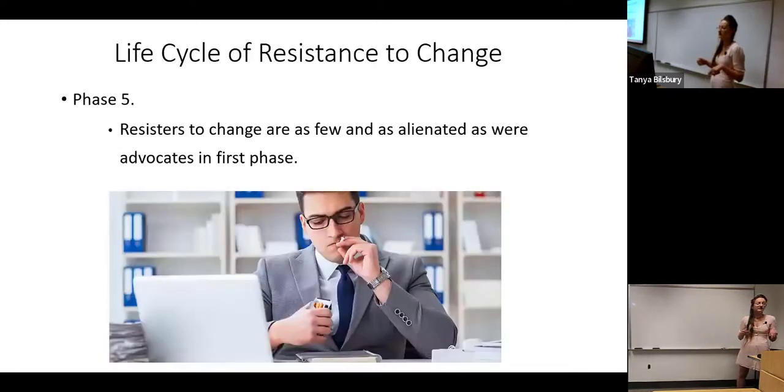In the final phase, the change has settled in and it's become the new status quo. So now the people who think that you should be allowed to smoke at your desk or ban menstruating women from the workplace are the crazy ones. But at one time, those were normal attitudes, views, and values.